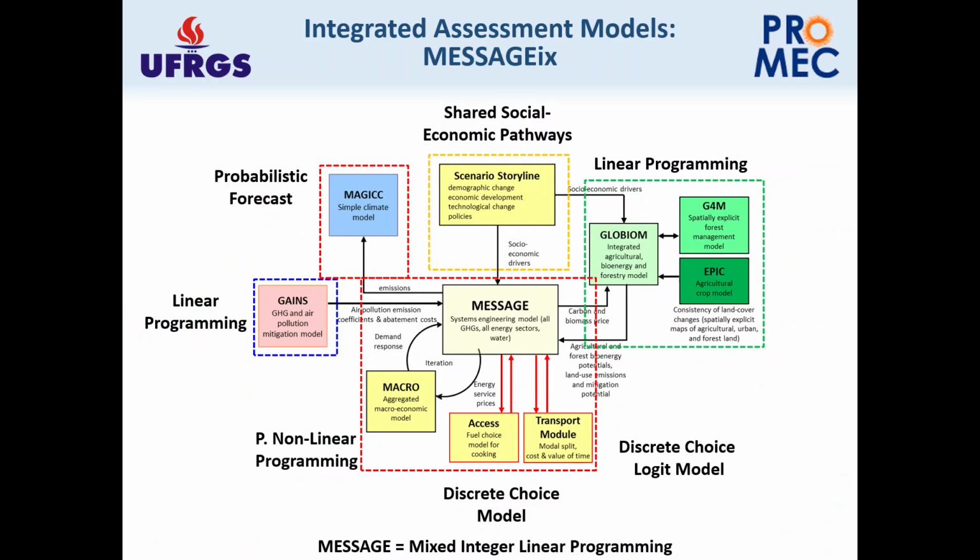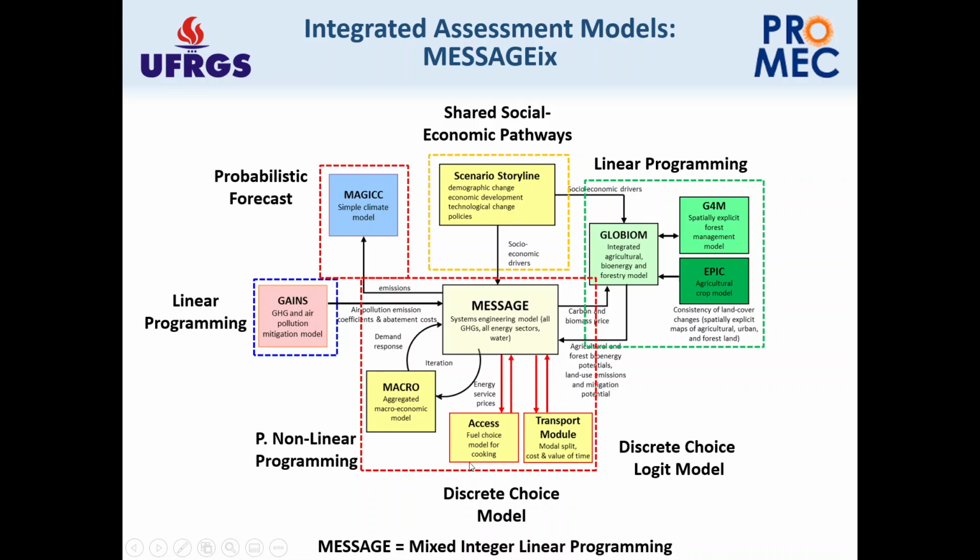So looking at each of these aspects in this slide, GLOBIOM is linear programming. It has the main objective to see how much land each country has, to see if you can, for example, produce biomass and not impact the cost of food, and if you have enough water to produce biomass. They have a transport module because the transport sector is represented in MESSAGE. So how people choose if they're going to go to work by train, by car, by motorcycle, by bike, walking. So you have a model here which is a discrete choice logit model.